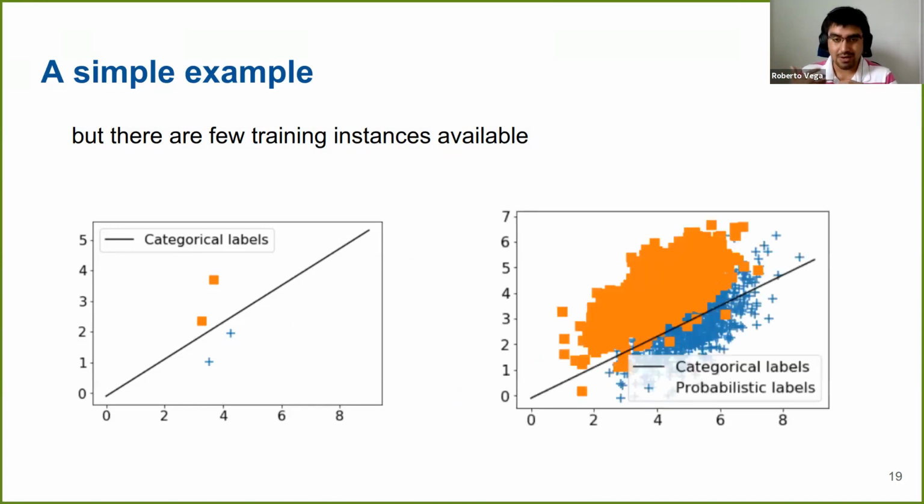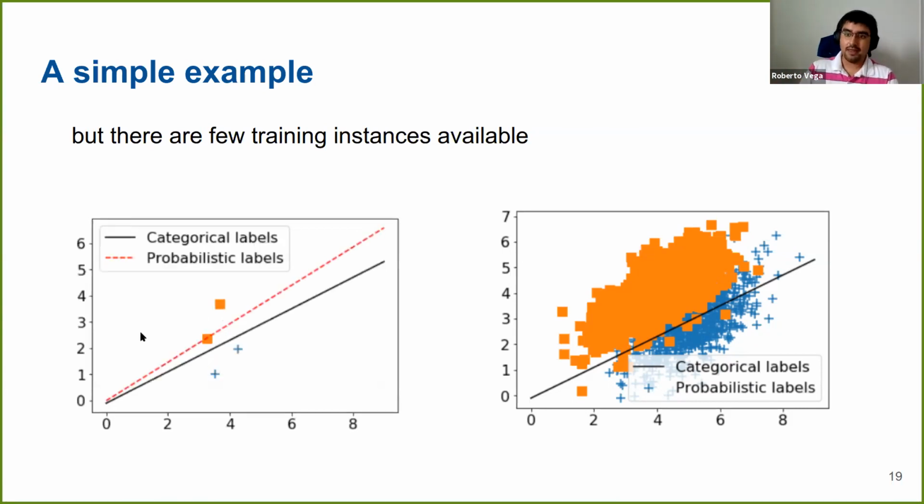But what happens when we apply this to the actual data? Well, it overfits. It does a great job in the training set, but then when we apply this to the test set, it doesn't do a very good job. And this happens because we didn't have enough training instances. However, what if instead of saying that the labels are orange and blue, we give the actual probabilities? For example, we say that this point is 0.5, 0.5, and maybe this one is 0.7, 0.3.